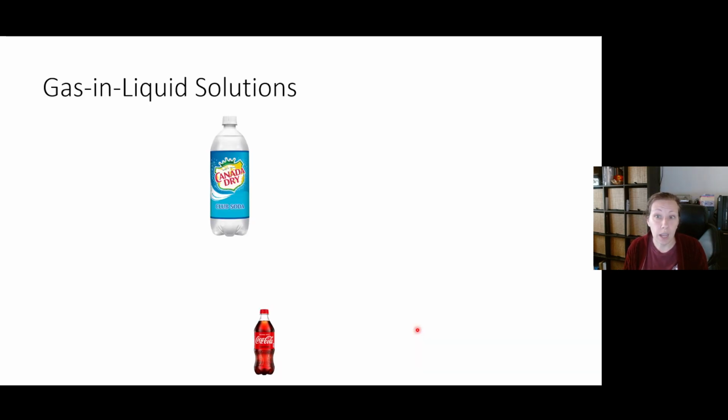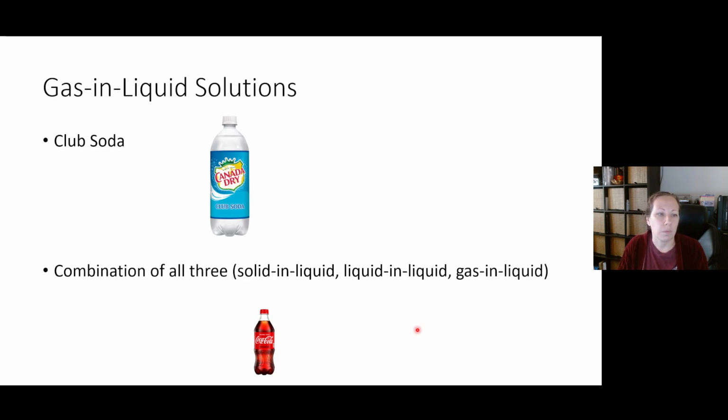Okay, the third type of solution that you need to know are gas in liquid solutions. All right, so basically we just need to remember the three phases, right? Solid, liquid, and gas in liquid solutions. Okay, and so gas and liquid solutions are things like club soda. So club soda is just going to be water with carbon dioxide in it.